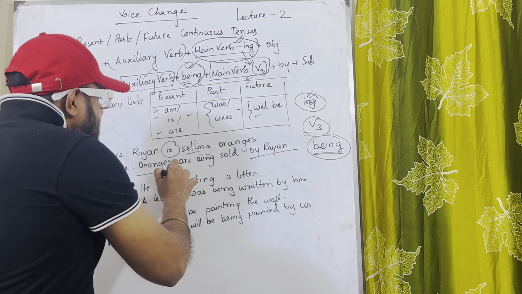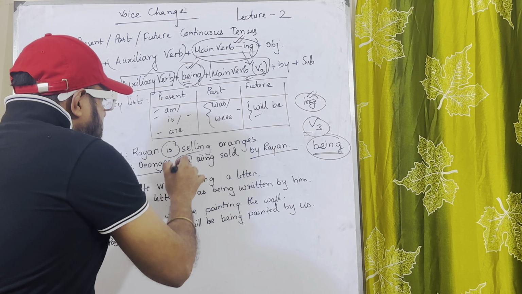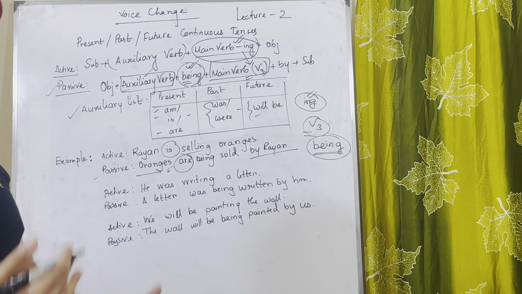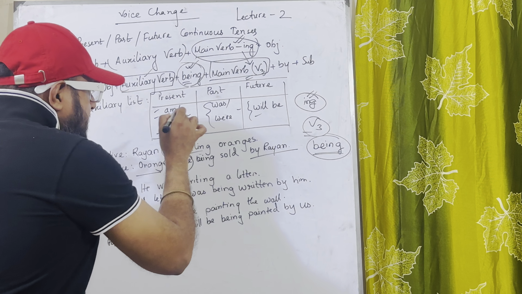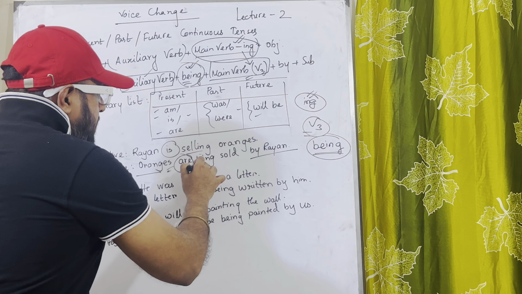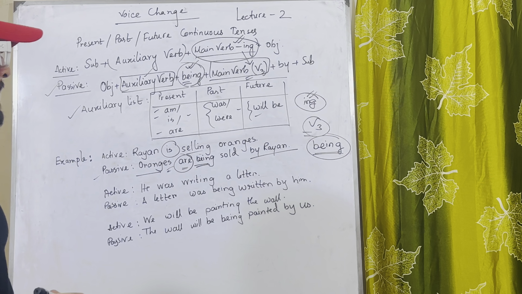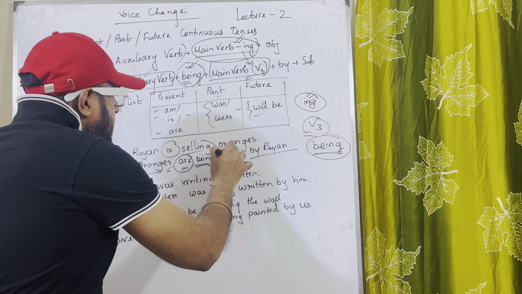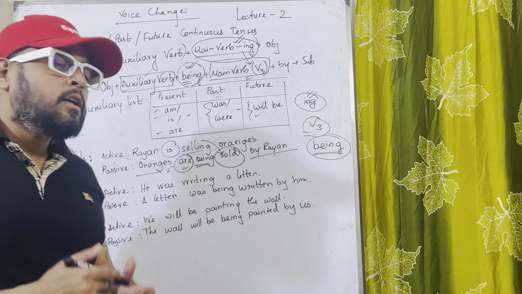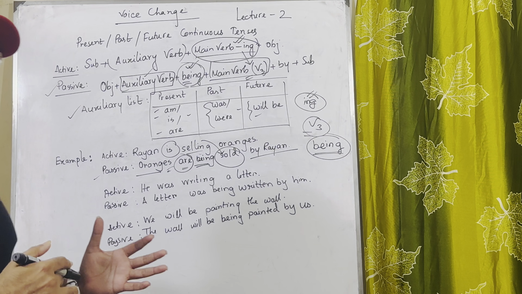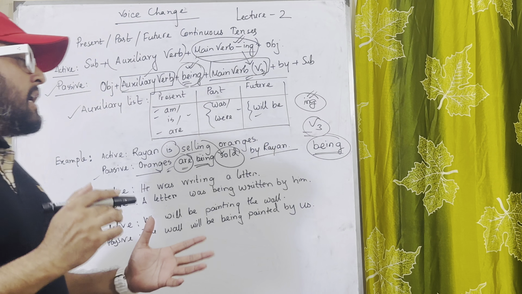Now oranges is a plural noun. That is why we need to agree with the verb. So I have used are, and it's a present continuous, so I have used are. According to the rules, we need the verb being, and finally selling gets its V3 form, sold. So the answer is: oranges are being sold by Ryan.